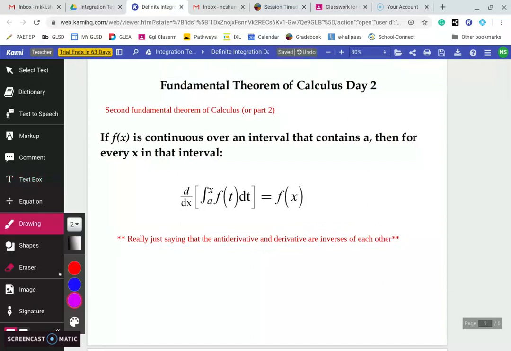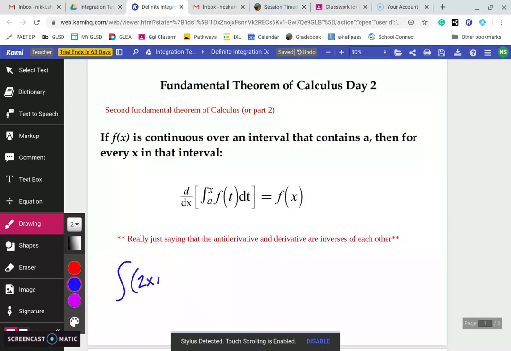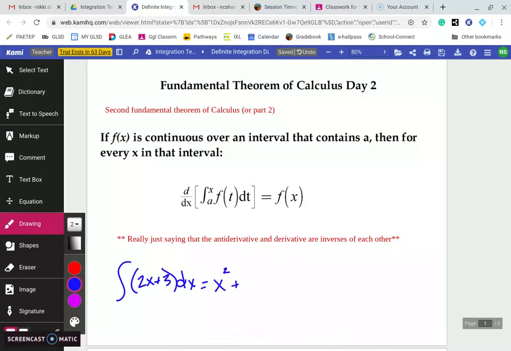So if I would have, let's say, the integral of 2x plus 3 dx. Well, that's going to be x squared plus 3x plus c. Well, then if I take the derivative of that, I'll get the original back, 2x plus 3, so these are going to be the same. That's all that the fundamental theorem of calculus is telling us.